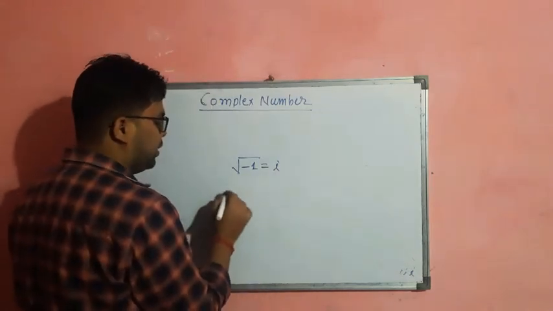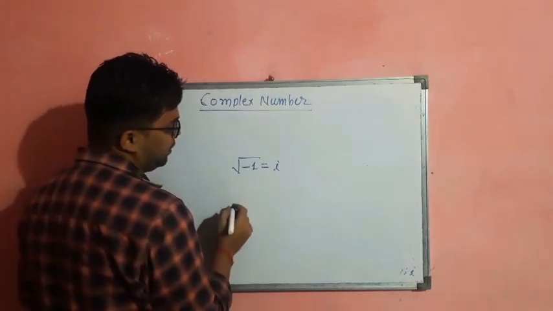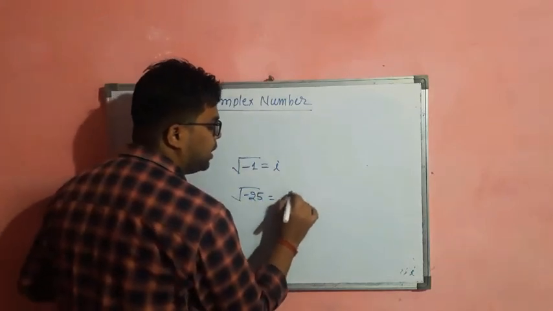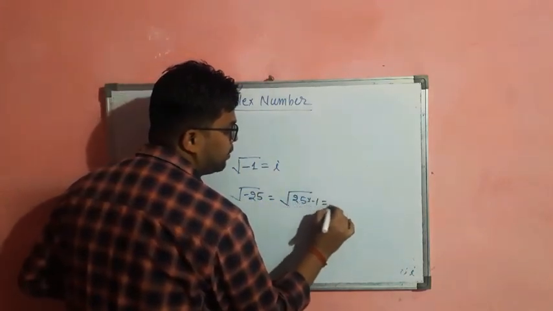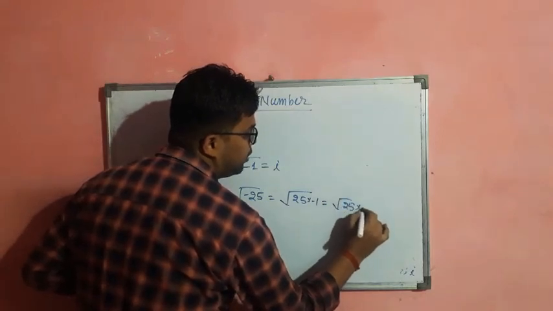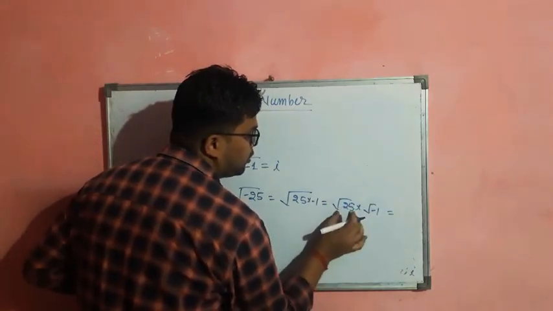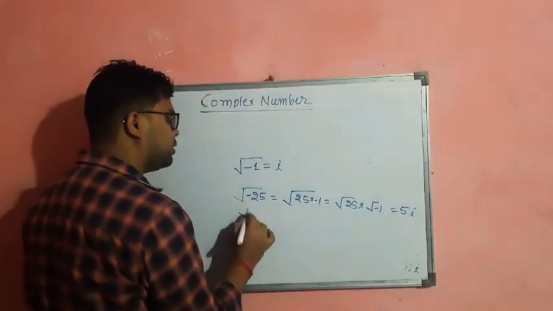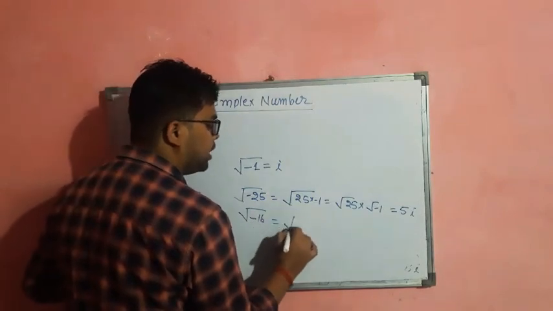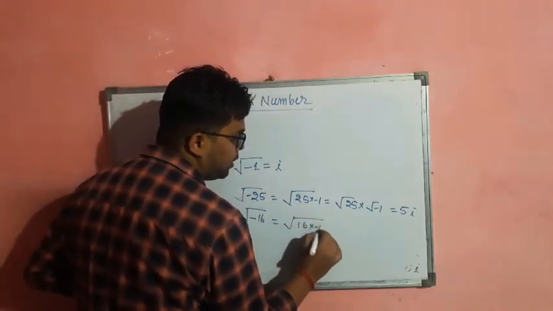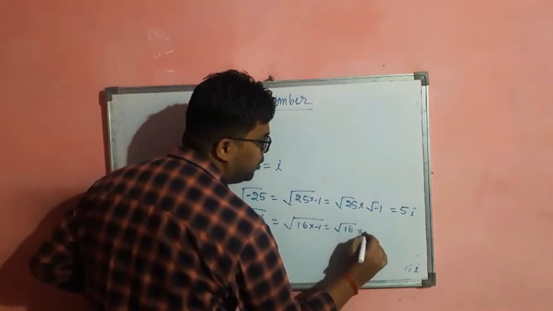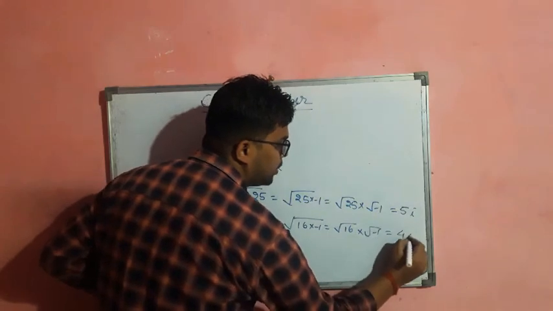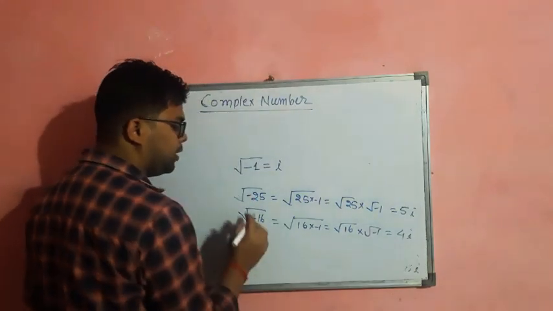How? See here, if I want to find the square root of minus 25, then minus 25 can be written as 25 into minus 1, and this can be written as root 25 into root minus 1. You know that the square root of 25 is equal to 5 and the square root of minus 1 is equal to i. Similarly, if I ask you the square root of minus 16, this can be written as 16 into minus 1, and this can be written as root 16 into root of minus 1. You know that the square root of 16 is equal to 4 and the square root of minus 1 is equal to i. So 4i will be the square root of minus 16.